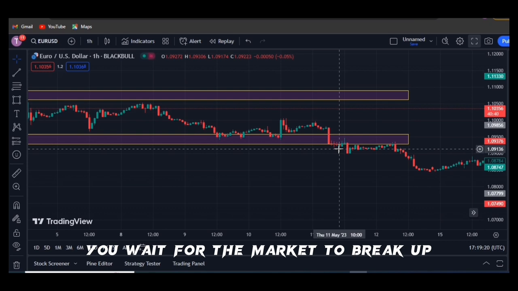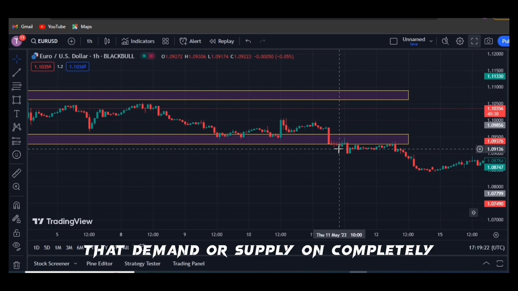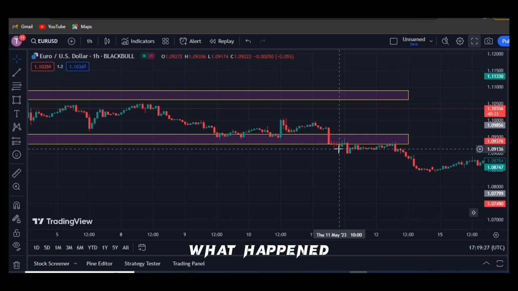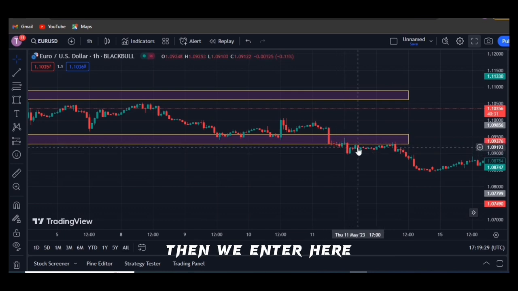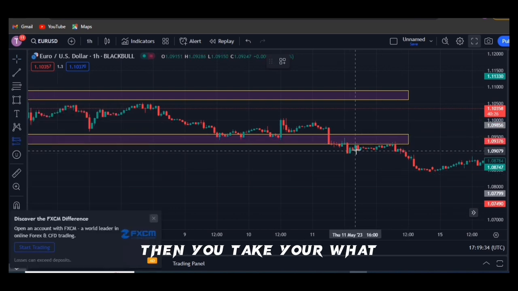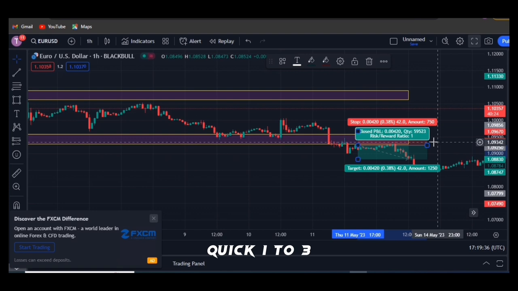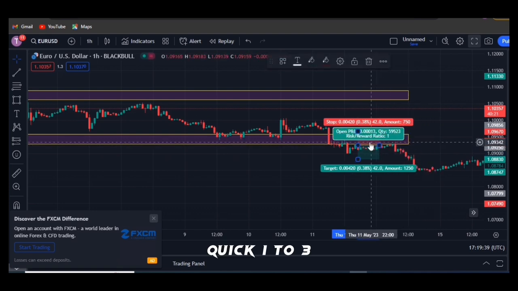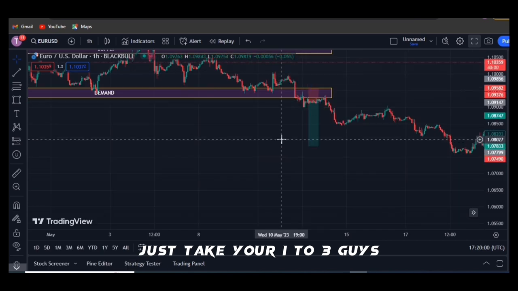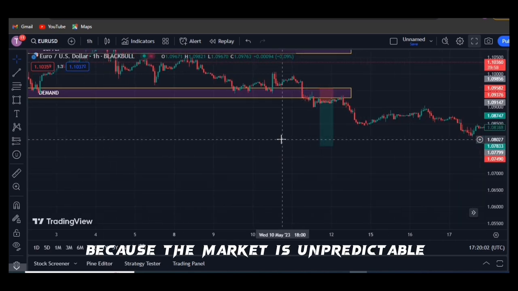You wait for the market to break that demand or supply zone completely before you enter the market. So what happened? We wait for the break, then we enter here. So if you enter here or here, you enter your short, then you take your what? Quick one to three. Just take your 1-3, guys. I don't want us to be greedy, because the market can't be predicted.